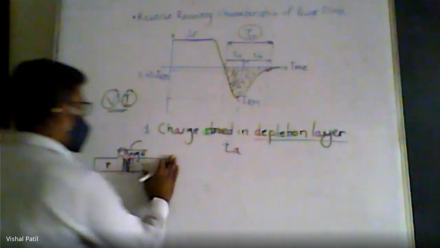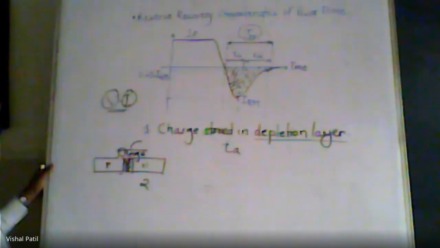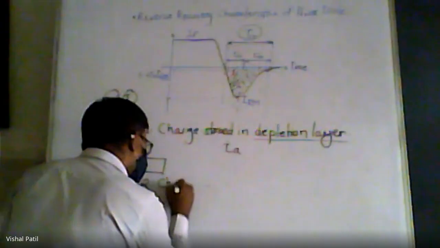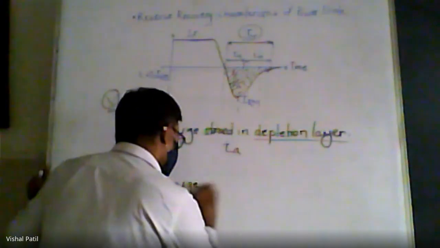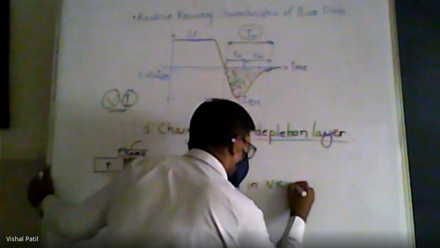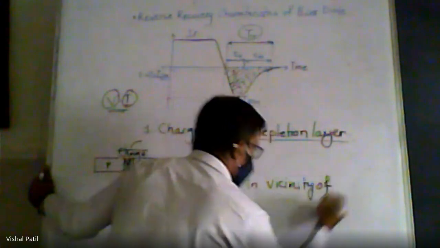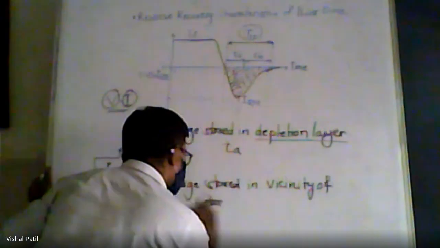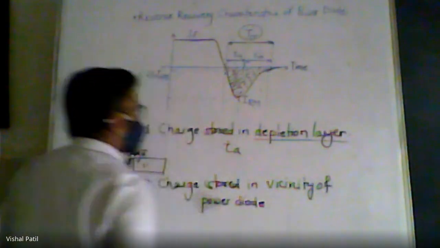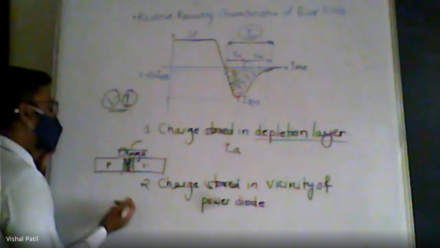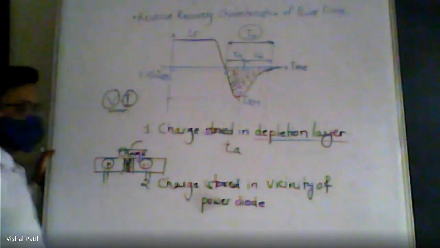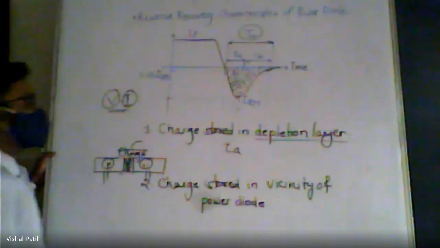Okay, now in the second step of charge recovery, of reverse recovery charge, the charge stored in the vicinity of the semiconductor device, or power diode, is recovered. Because the main body of the power diode is p-type material and n-type material. Now, in the second step, the charge is recovered from these two parts, and for this it will require some time.